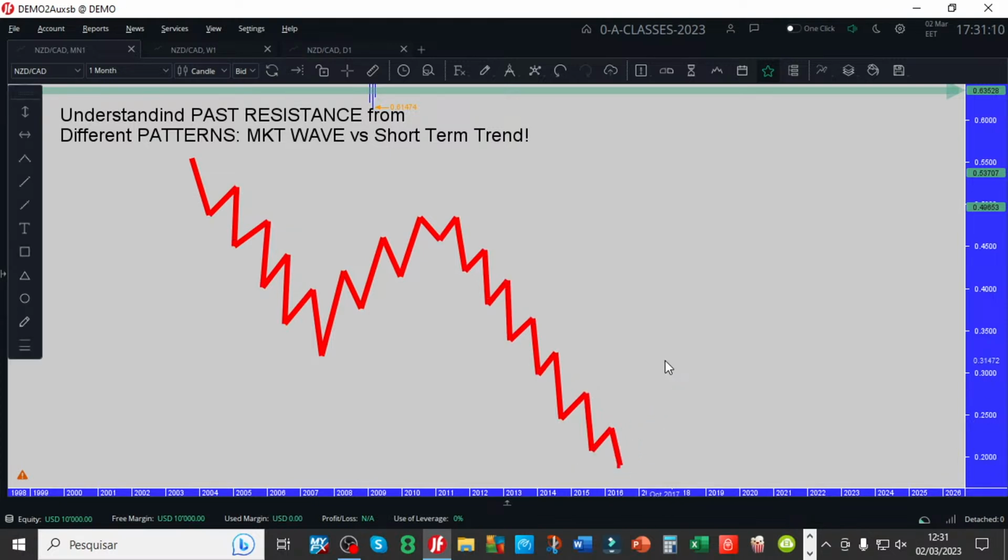Okay, what is the red one? The short-term trend or the market wave? Listen up. What you are seeing right now, is this the short-term trend or is this the market wave? This is the skill. This is going to be one of the lessons that you should download and watch 20 times. Not 2 times, 20 times.